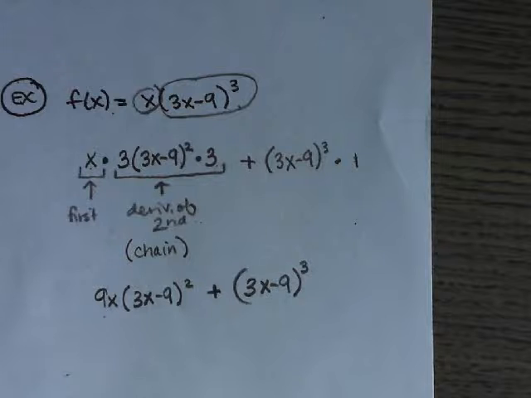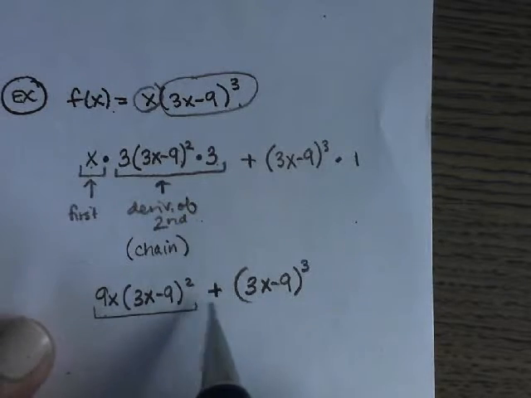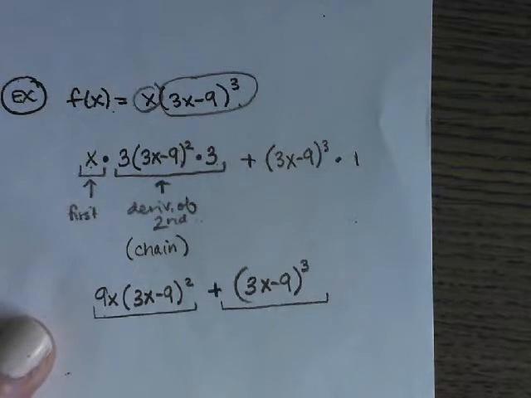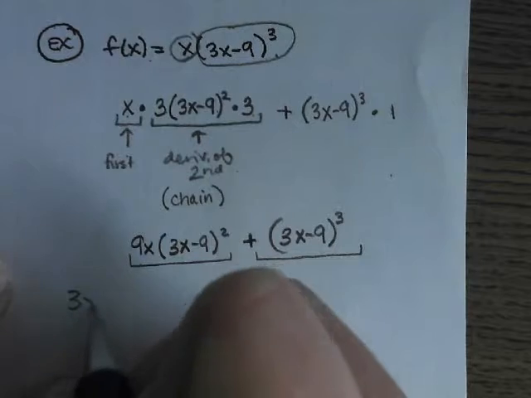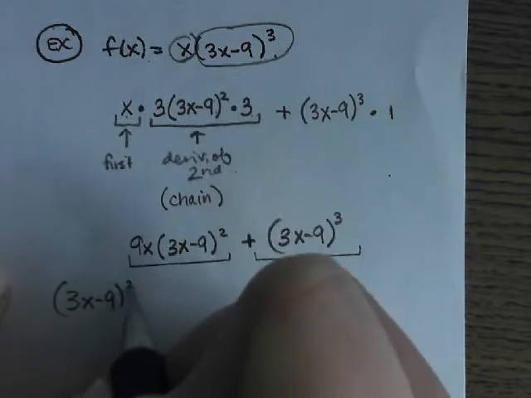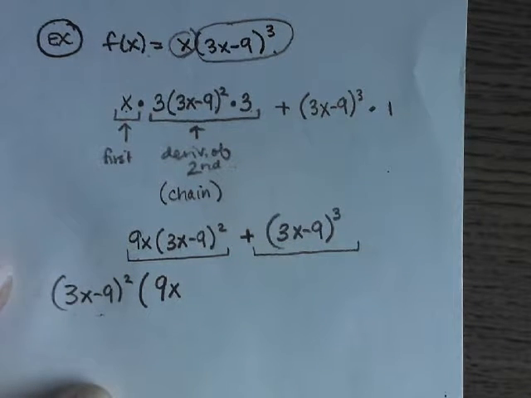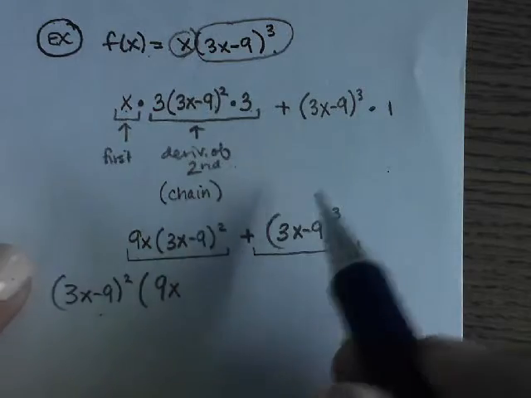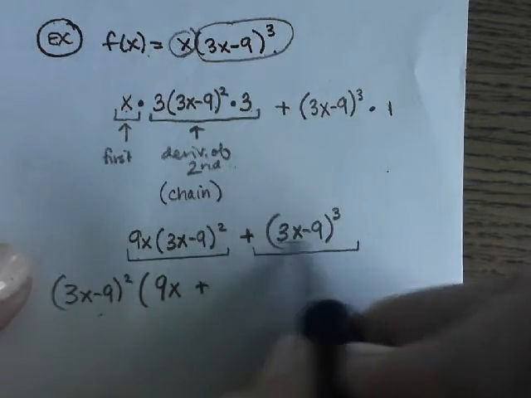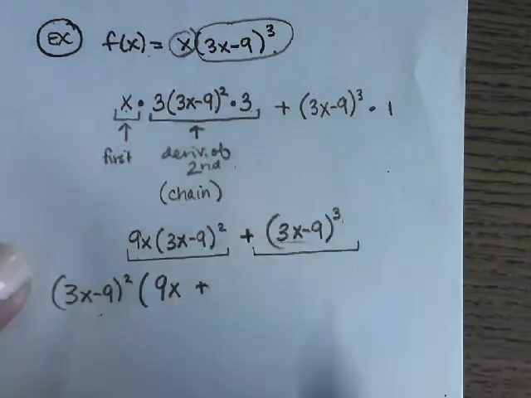And how might we go a little bit further with this? Aaron? You could factor out a 3x minus 9 squared. Right, both terms of our binomial have a 3x minus 9 squared. So if I factor that out in front, I'm left with 9x from the first piece, plus a 3x minus 9, because you took 2 of the 3 of those, so you still have 1 left.